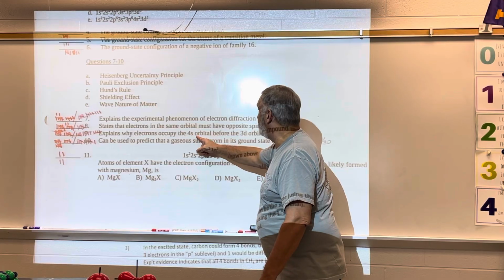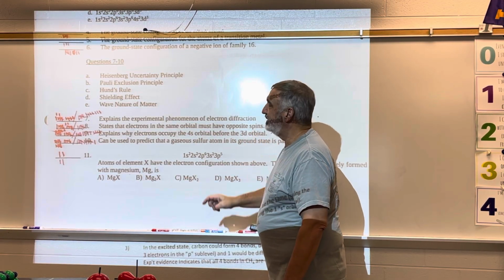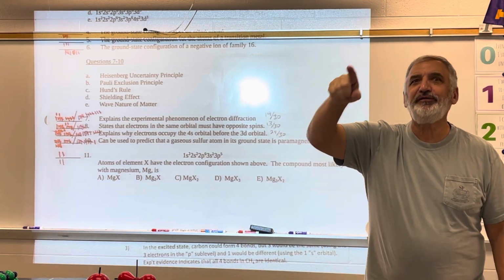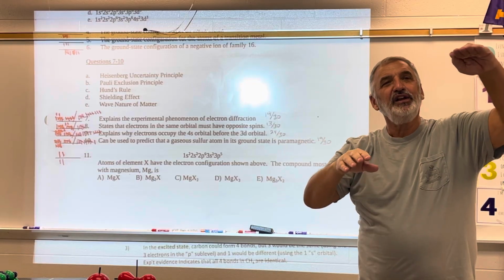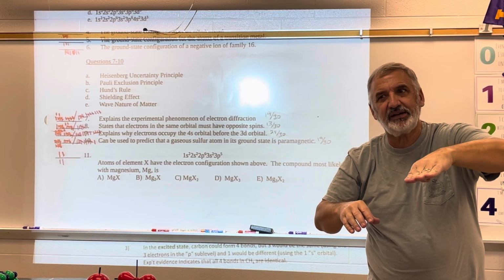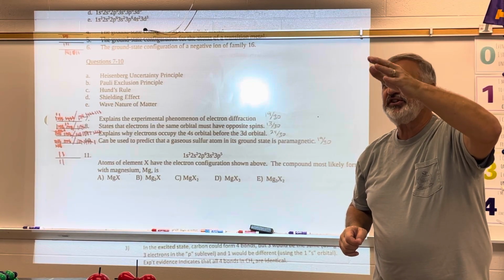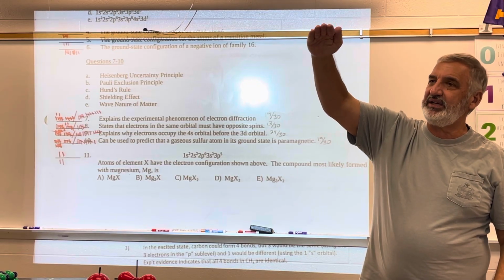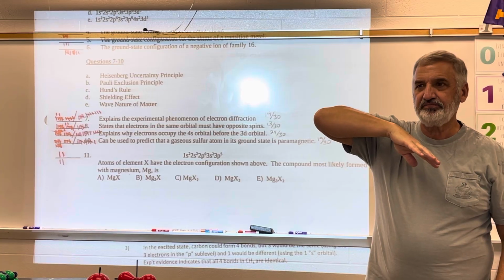Why do they occupy the 4s before the 3d? That is not Hund's. Hund's rule says you put 1 into each before they begin pairing up. It's the shielding. It's the fact that the 4s are less effectively shielded because they have a small but significant amount of time they get down closer to the nucleus. They're less effectively shielded than the 3d that stay out here and don't penetrate inside the core electrons.